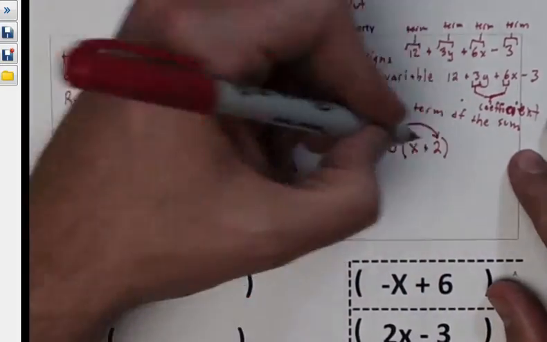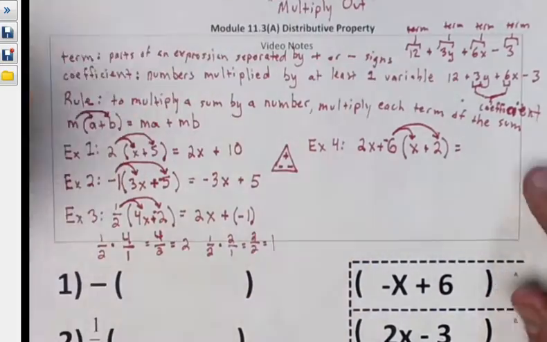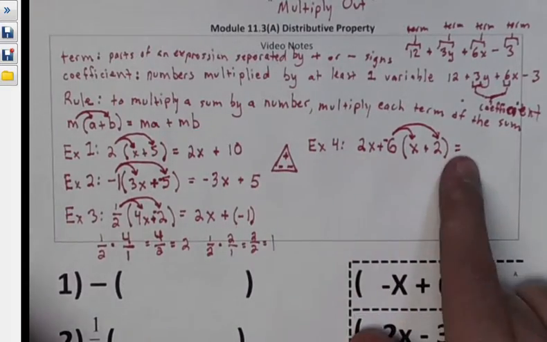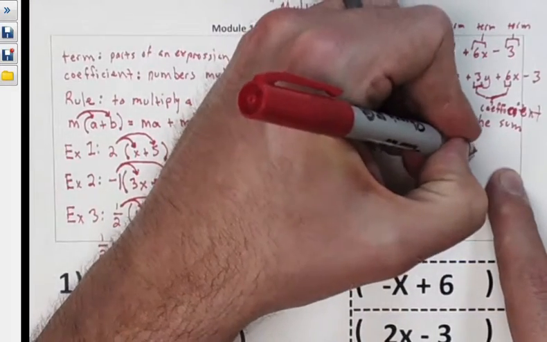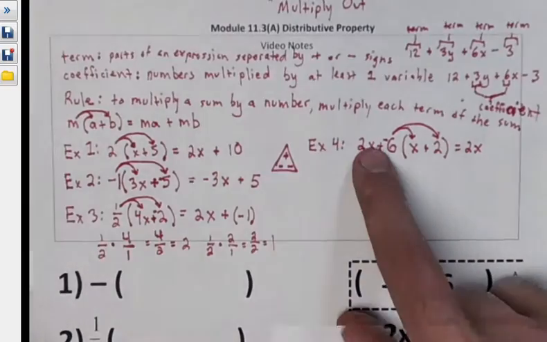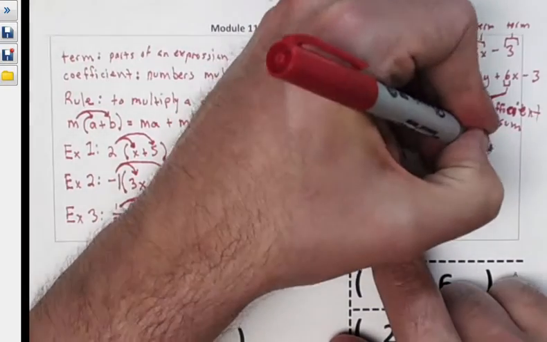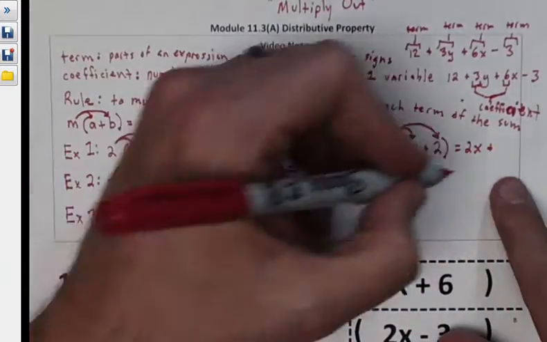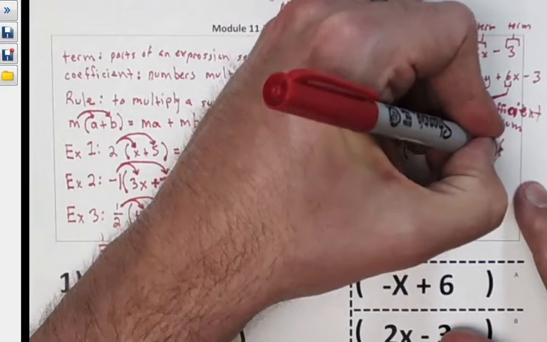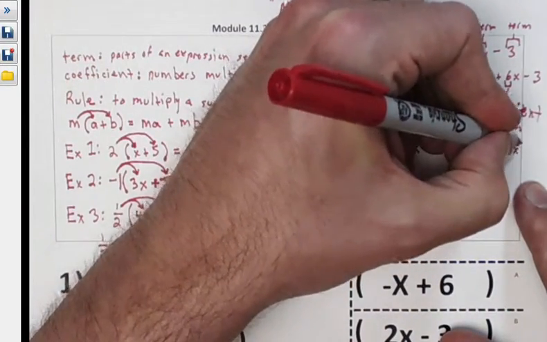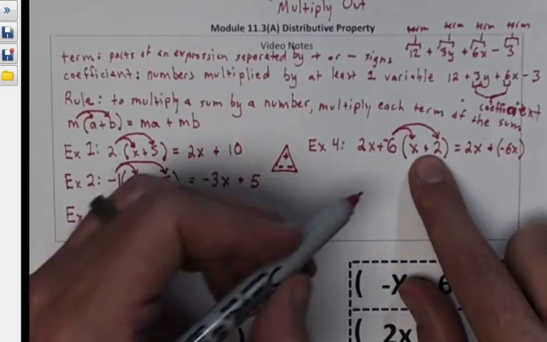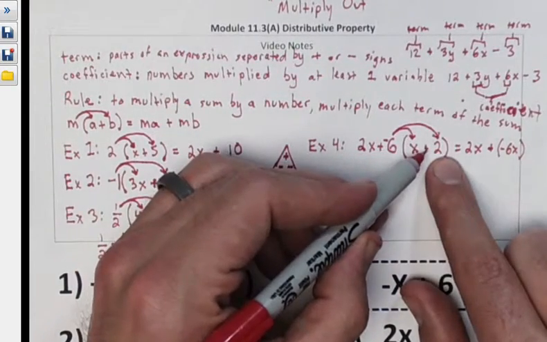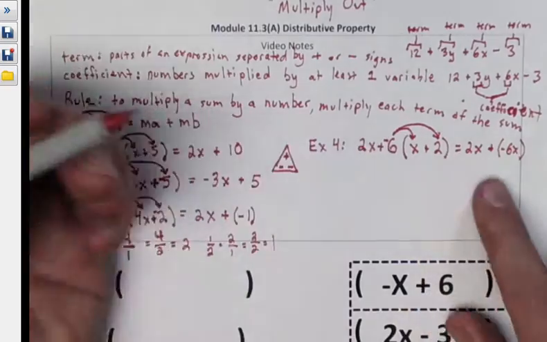Alright, so that will equal, now this 2x is not being used, so I'm just going to transfer it over. Alright, I got the plus sign. And now I distribute. Negative 6 times x is going to be negative 6x. Plus the negative 6 times 2. Negative 6 times 2 is negative 12.